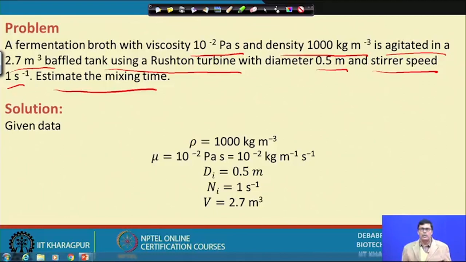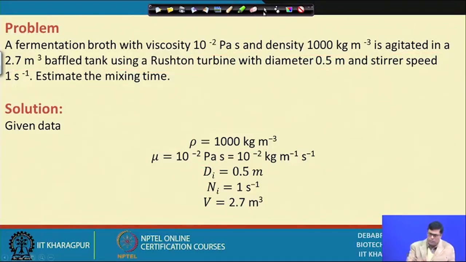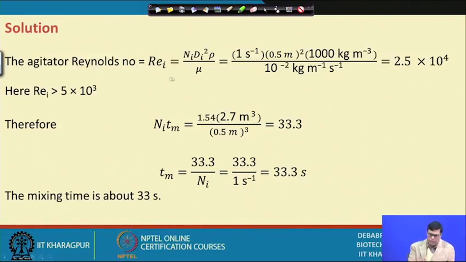Now, I told you that when you try to solve any problem, please note down whatever data is supplied. So, we have the density given, viscosity given, and whenever you have this kind of data, try to convert into the same unit. This is the SI unit, so you convert into the SI unit. Then the diameter of the impeller we consider as 0.5 meter, N is 1 second inverse and V is 2.7 cubic meter.